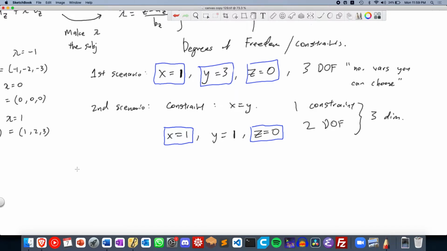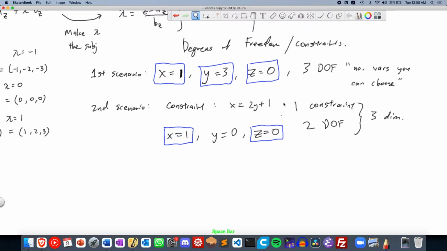Okay, so you could also ask the question, are there more interesting constraints I can write? And the answer is yes. You could write, for example, x equals 2y. In this case, y would need to be half of x. Or you could write x equals 2y plus 1. In this case, y would need to be 0.